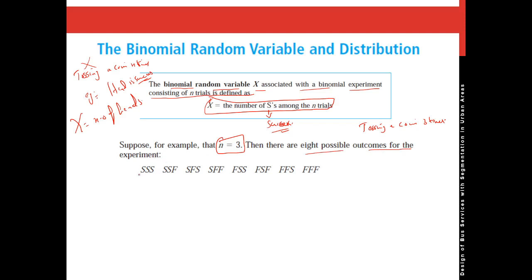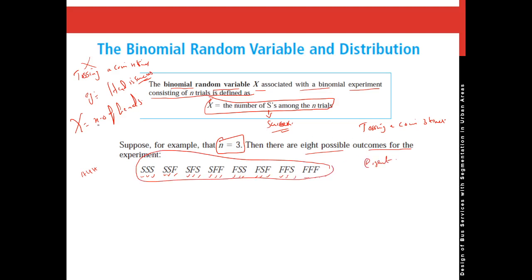Maybe it's head, head, head, that means success, success, success. Or success, success, failure; success, failure, success; failure, success, success; success, failure, failure; failure, success, failure; failure, failure, success; failure, failure, failure. So how many possible outcomes are there? 8.